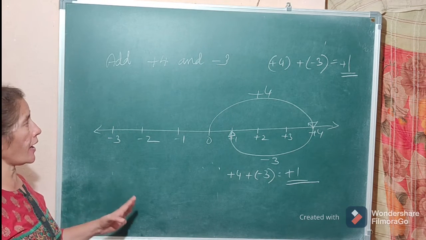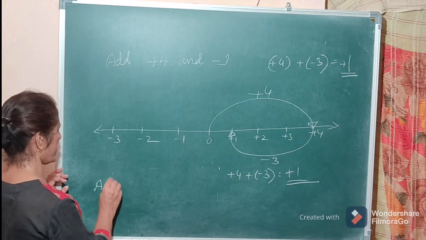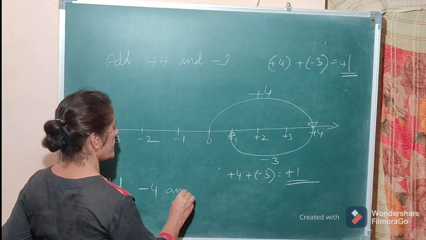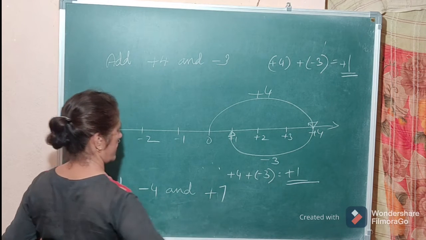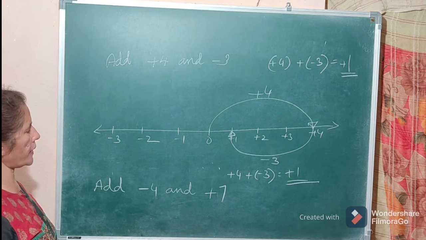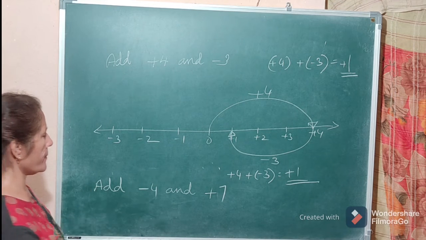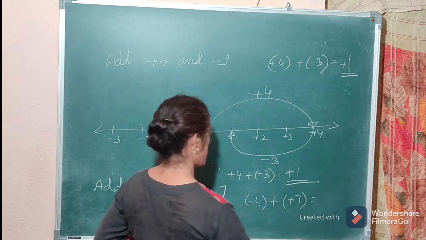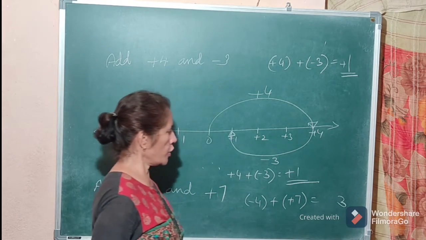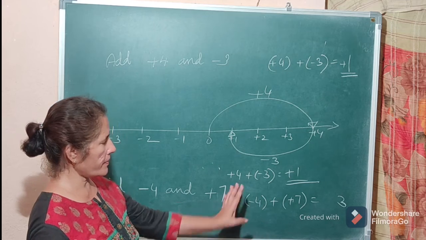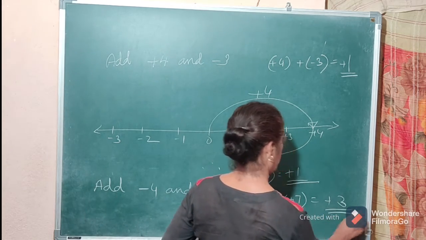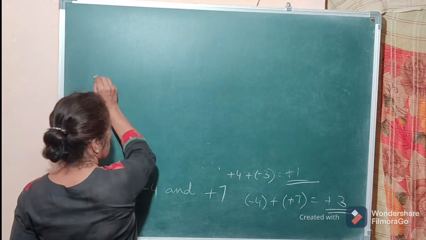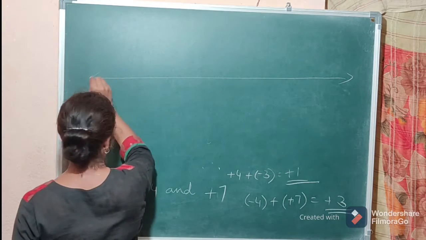Understood clearly? Now, what is add minus 4 and plus 7? Minus 4 and plus 7. The signs are different. Minus 4 plus 7: 7 minus 4 is 3. You have to see which is the bigger number. Plus is the bigger number. So plus 3. Right? So let us draw a number line.